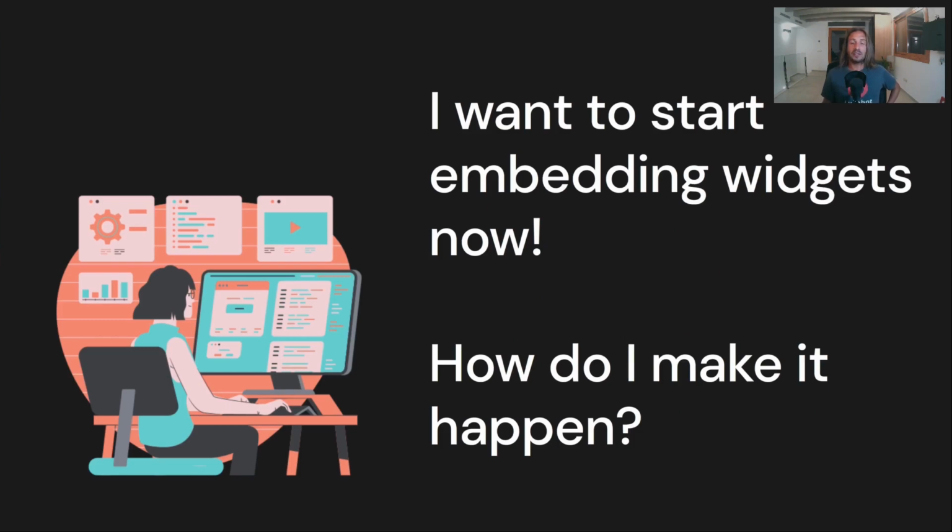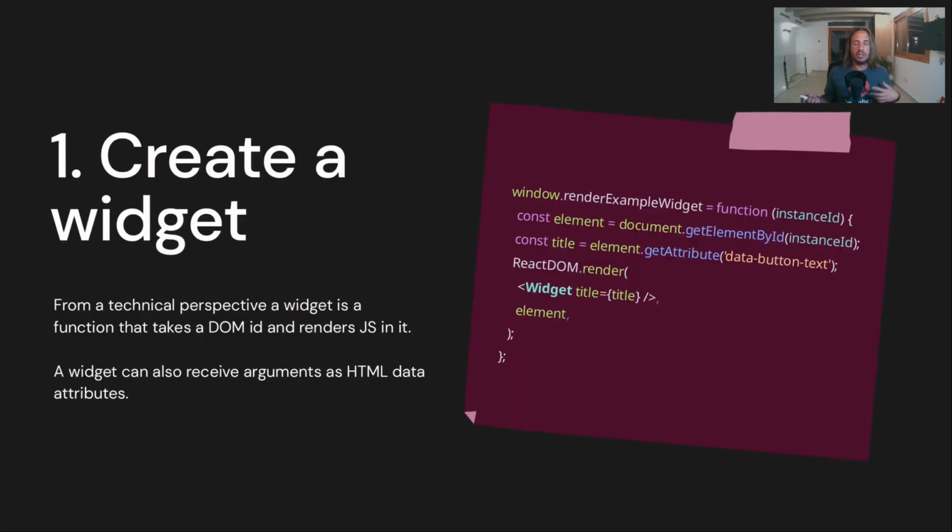Hopefully I have sold you on this idea and you want to start embedding widgets now. And you may be wondering, well, I get the concept, I dig it, I want to try it. So how does that happen? What does that look like? So first you need to take your component, your application, and write a widget, which is basically exposing a render function, a function that takes an HTML ID, and in there it renders a JavaScript application.